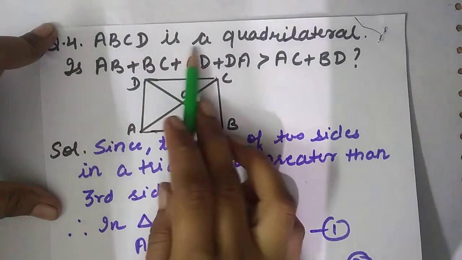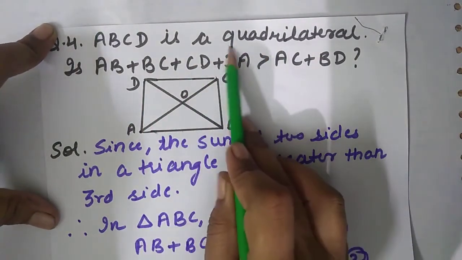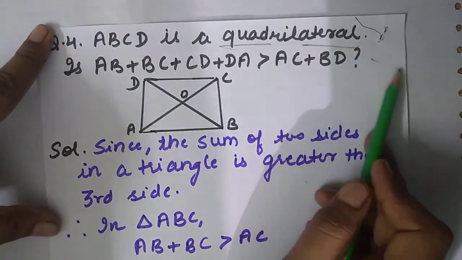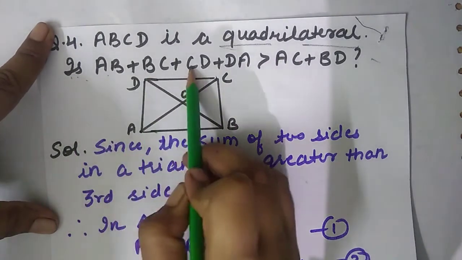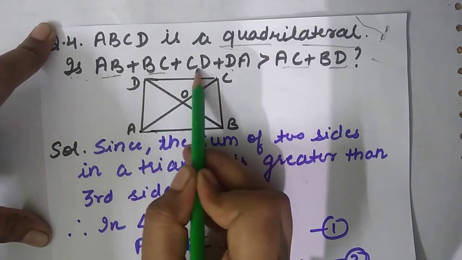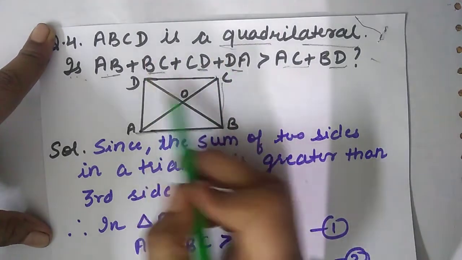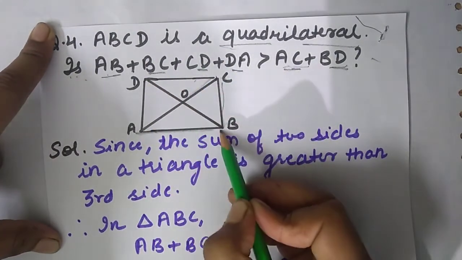Question number 4: ABCD is a quadrilateral. Quadrilateral means a closed figure having 4 sides. Quad means 4 and lateral means side. They are asking: is AB plus BC plus CD plus DA greater than AC plus BD? AB, BC, CD and DA are the sides of the quadrilateral. AC and BD are the diagonals.